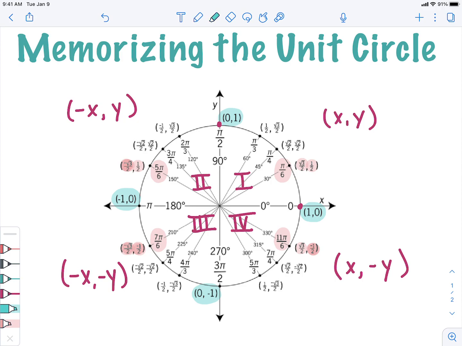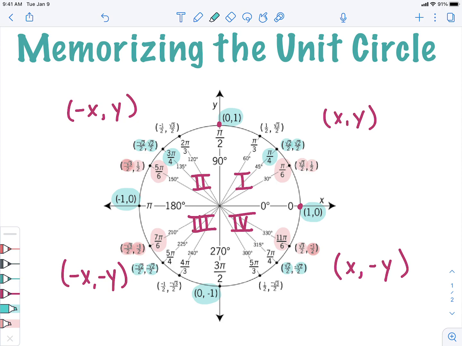If I also look at pi over 4, I've got root 2 over 2 and root 2 over 2. When I go to quadrant 2, my pi over 4 becomes negative root 2 over 2 and root 2 over 2. In the third quadrant, they're both negative. And in the fourth quadrant, just the y value is negative. So the coordinates, once you get that first quadrant, you can just reflect your coordinates around the circle and change their signs based on which quadrant they're in.